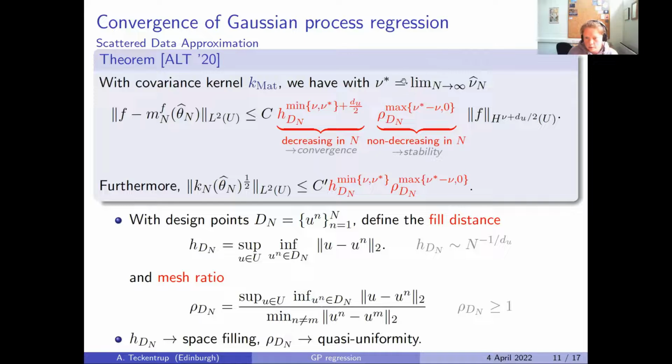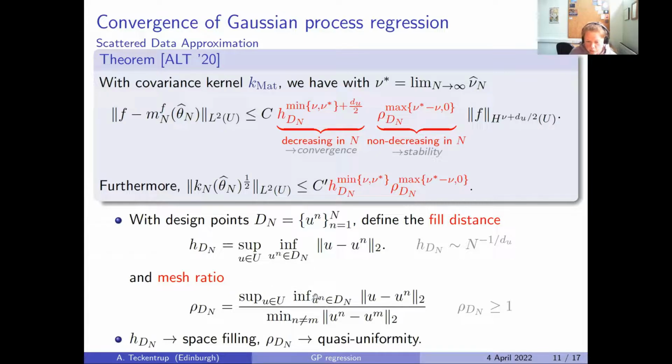Yeah, your estimated smoothness parameter that you're estimating from the data. And then you get the minimum of your estimated smoothness and the true smoothness of your function f. The other term that comes in is this rho here, which is called the mesh ratio. So the mesh ratio is really a way of measuring how uniform your points are.